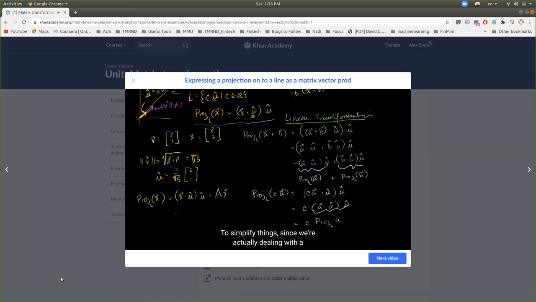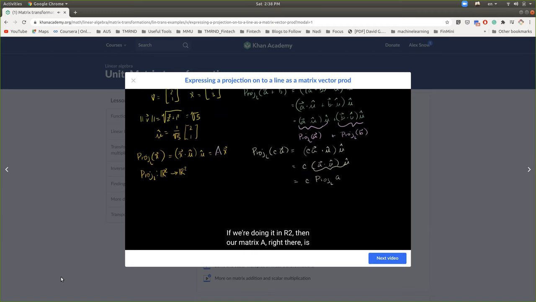times X. And just to simplify things, since we're actually dealing with a matrix, let's limit ourselves to the case of R2. So I'm assuming that my projection onto L is going to be a mapping from R2 to R2. But you could do what I'm doing here with an arbitrary dimension. So if we're doing R2, then our matrix A right there is going to be a 2x2 matrix. And we've seen in multiple videos that to figure out the matrix A, we just take the identity matrix that just has the standard basis vectors as columns, 1, 0 and 0, 1, and we apply the transformation to each of these columns.